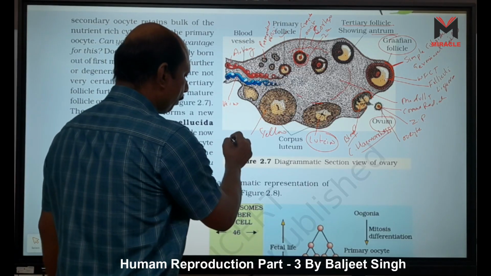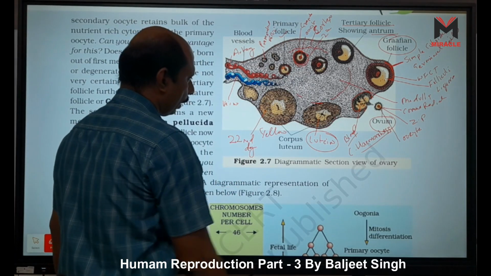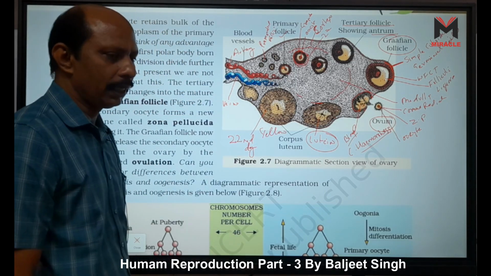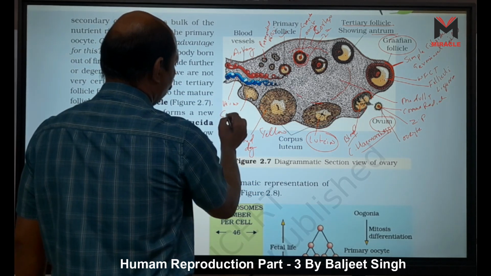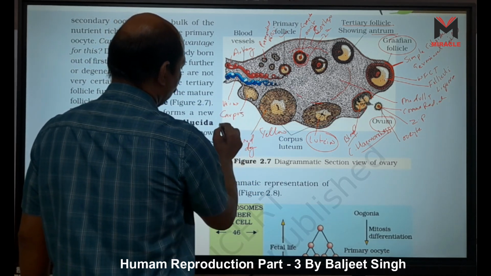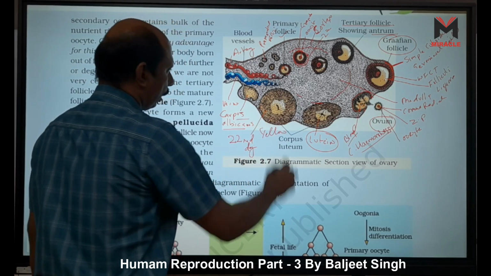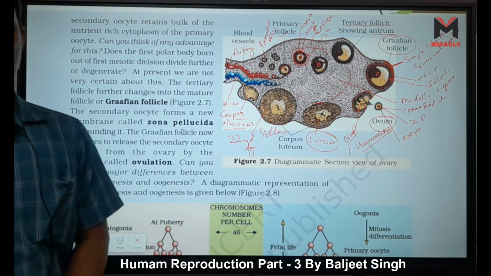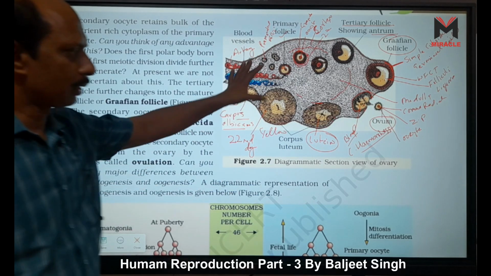Corpus luteum. The maximum development of the corpus luteum is on the 22nd day, right? And then after that it starts to degenerate, and when it degenerates, it converts into corpus albicans. Corpus albicans. You understand this one? So this is the structure of an ovary.